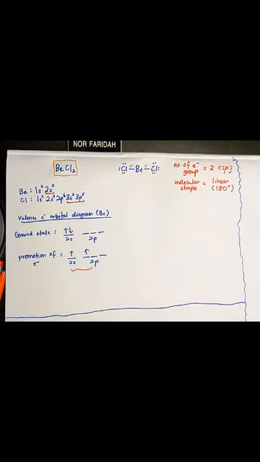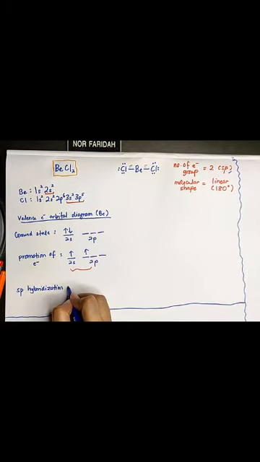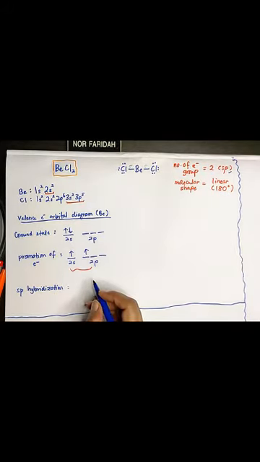Maka kita akan ada step yang seterusnya yang dipanggil sp hybridization. So, bila dia telah mengalami hybridization ataupun penghybridan, satu set orbital yang baru terhasil. So, namanya bukan lagi 2s, namanya bukan lagi 2p. Dia mesti ada nama baru sebab nama dia adalah hybrid orbital. Okay, so hybrid orbital itu namanya sp.